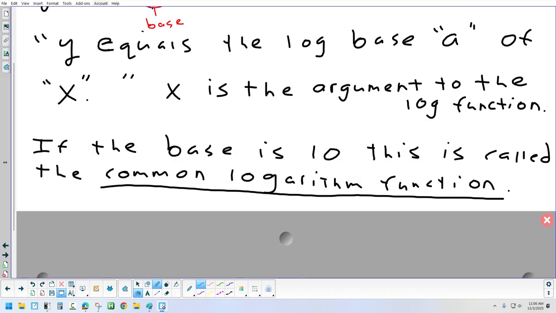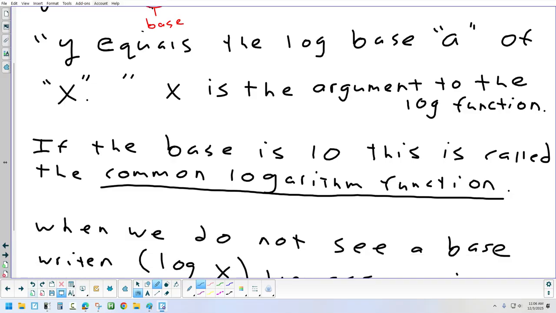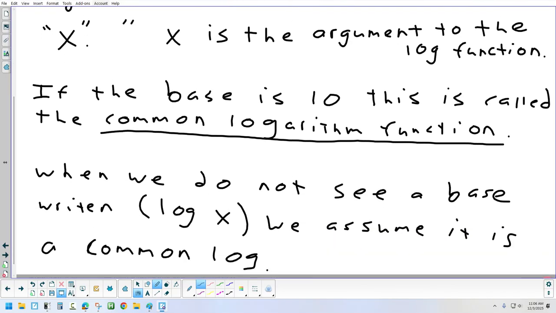Now, there is a base that we use quite a bit, and that's base 10. So when we are doing base 10, you don't actually have to write the base. You can just write the word log. It's kind of like in math, if you just put a letter, there is a number that's understood to be in front of that, but we don't normally write it. What number is in front of x here? 1.